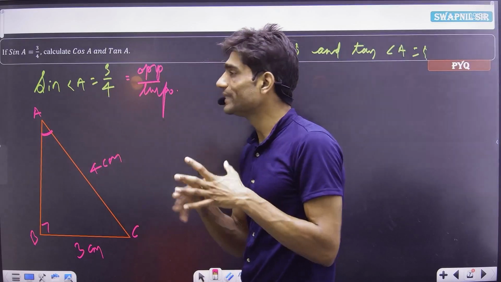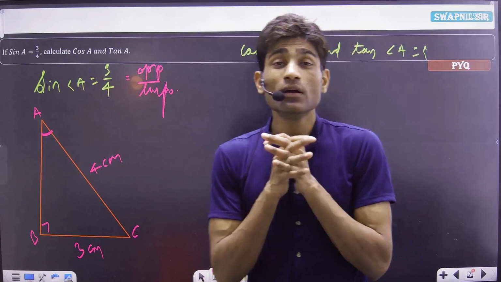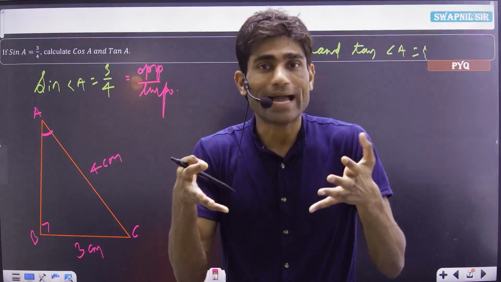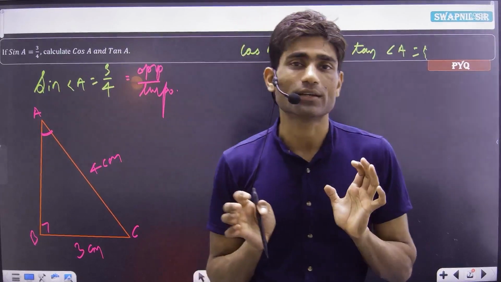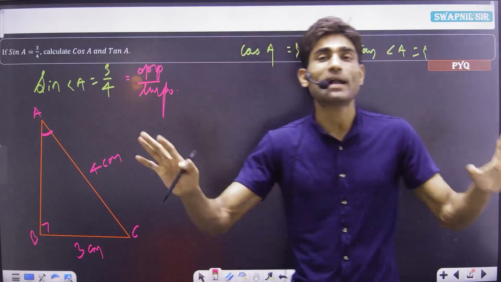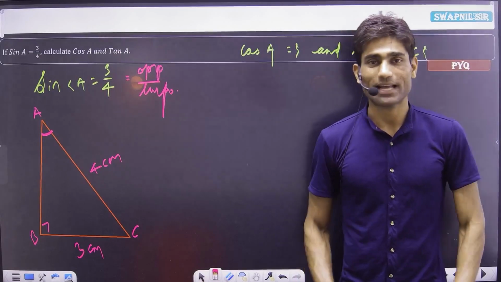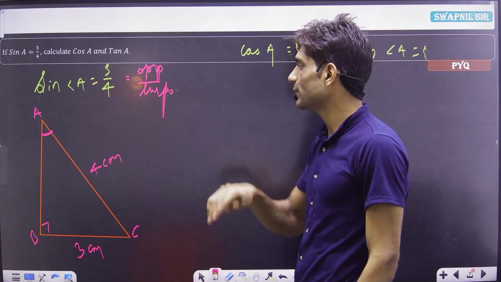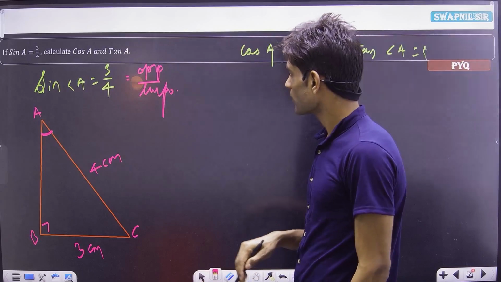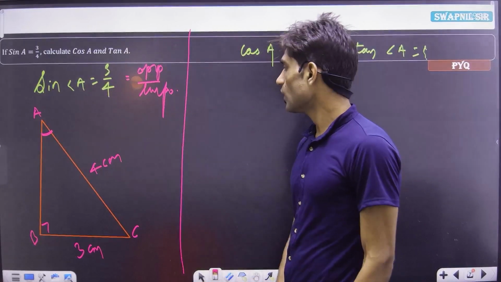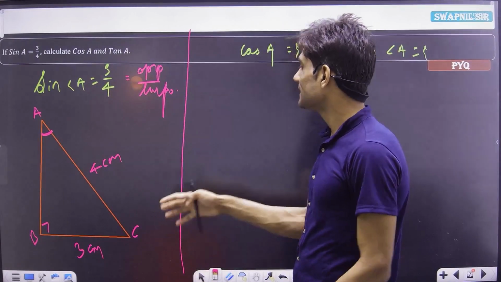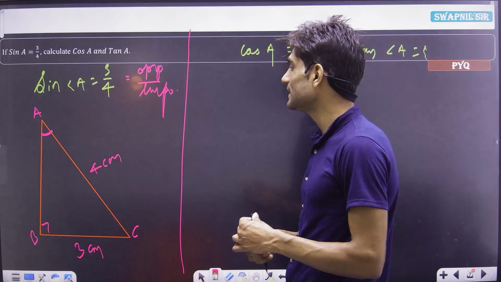Now see how easy the question is. First of all, try to visualize what is given in the question. Once you understand, the next part is easier. First of all, define what we have in our question. Now we have AC which is 4 centimeter, BC which is 3 centimeter.